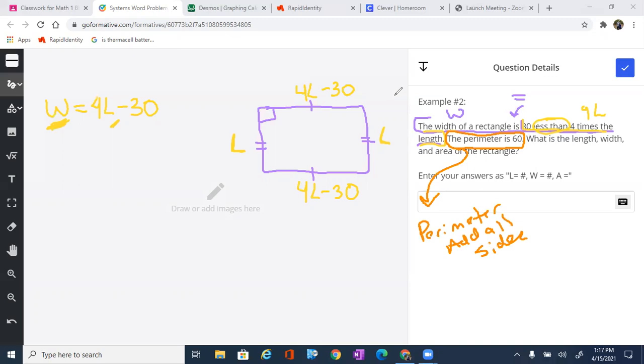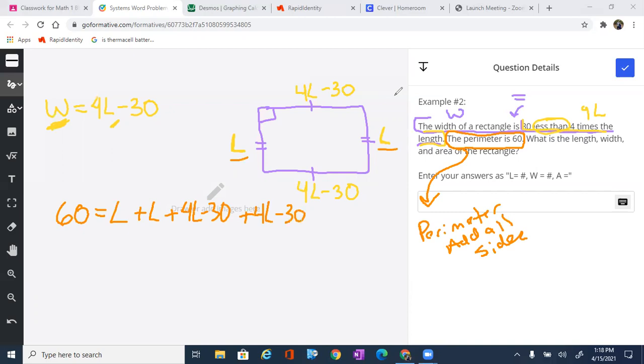So in that case, the perimeter is 60. I'm going to say 60 equals, and I'm just going to add all the way around: L, and it's nice and easy to put them right next to each other, L, and then plus the other sides, 4L minus 30 and 4L minus 30. Or in other words, there's double of each one of those.